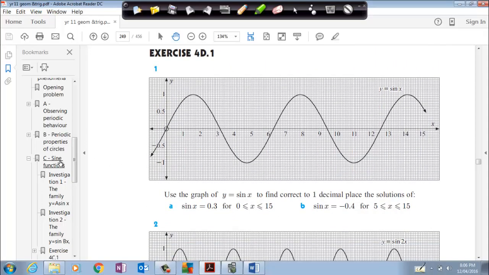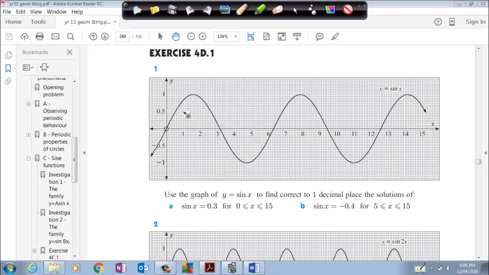The question says, use the graph of sine x to find the answer to this. When is sine x equal to 0.3? And we have a domain between 0 and 15. So on the graph above, we've got 0 here and 15 up here. And if we plot sine, you can see we've got 1 cycle, 2 cycles, 2 and almost a half cycles.